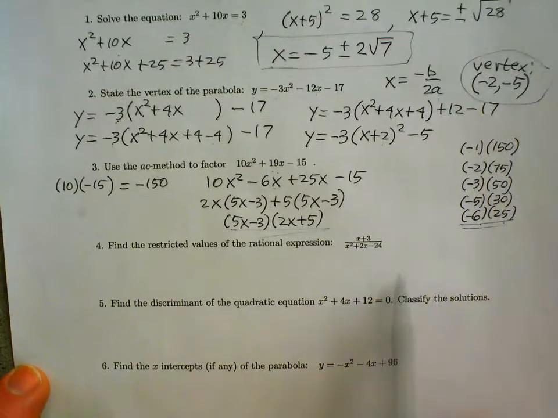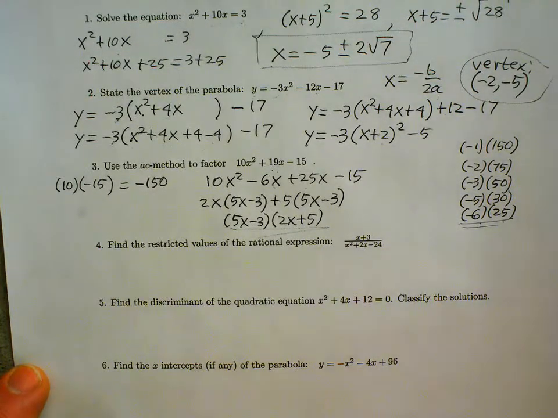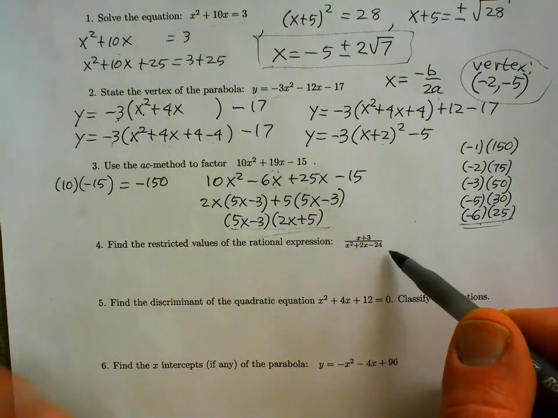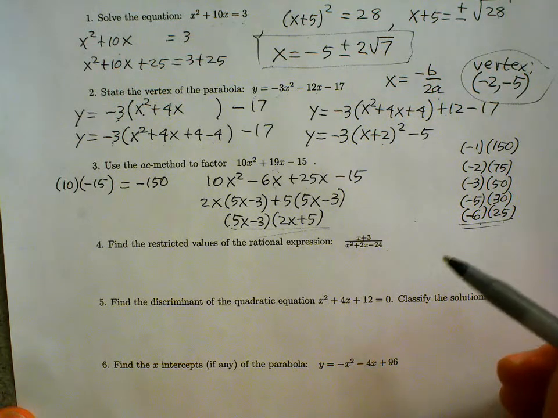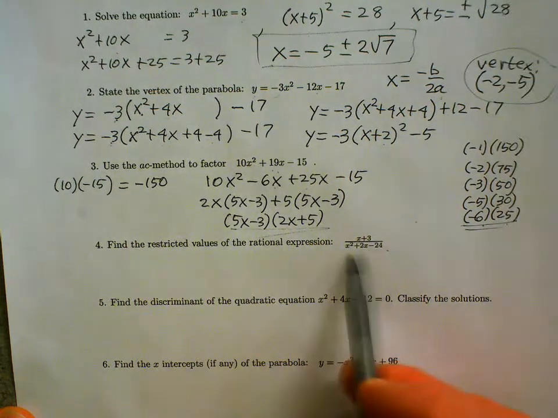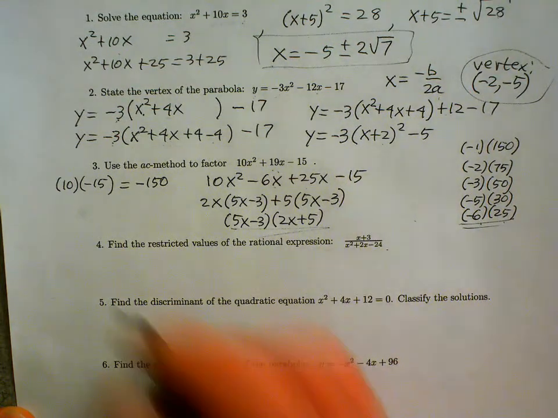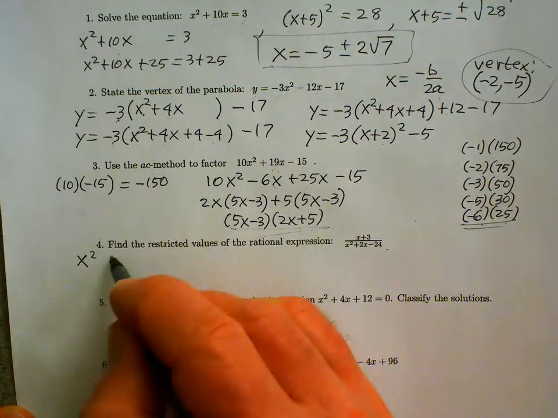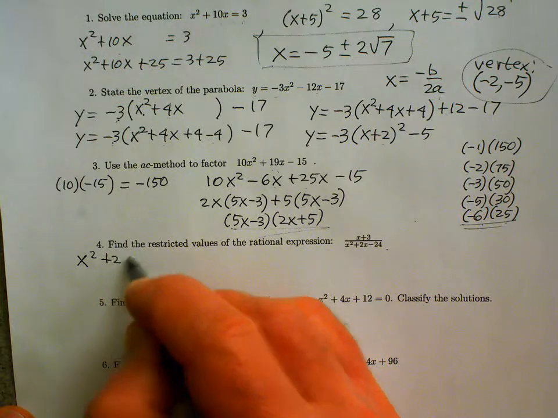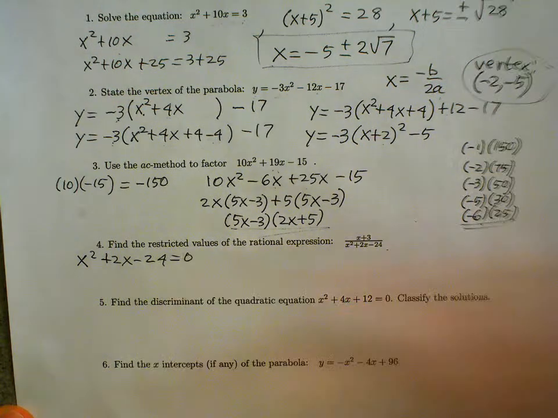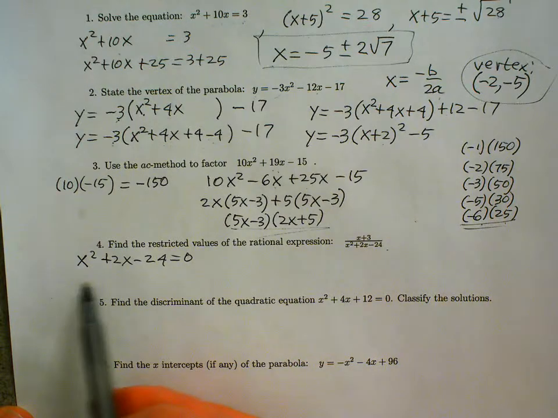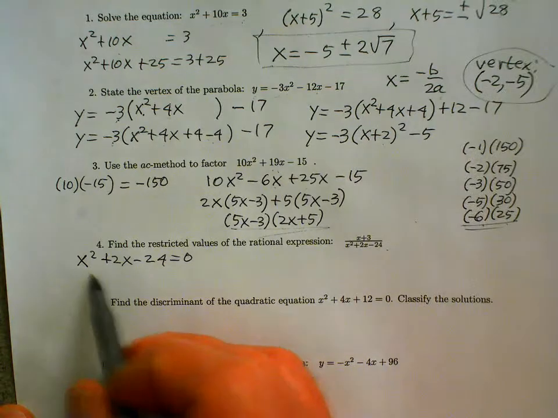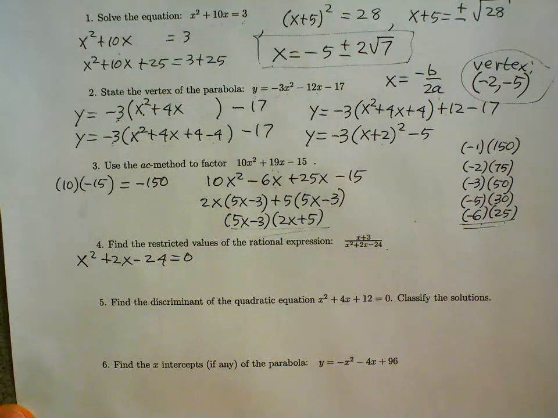And number 4, find the restricted values of the rational expression x plus 3 over x squared plus 2x minus 24. To find the restricted values, we only need to focus on the denominator. So we want to know the x values that make the denominator 0. So x squared plus 2x minus 24. Set that equal to 0, and then we just solve the quadratic equation. So you are free to solve the quadratic equation using any method that you like.